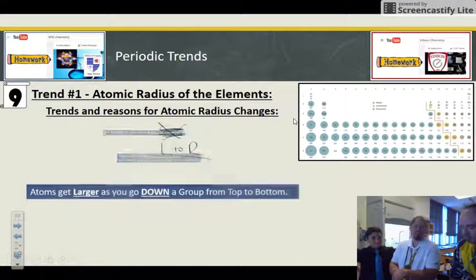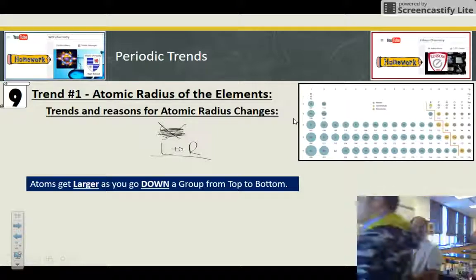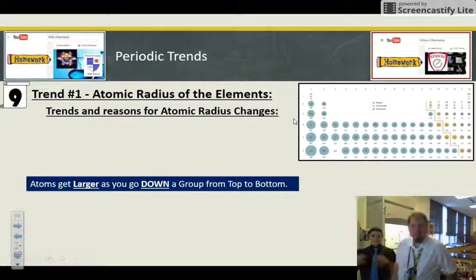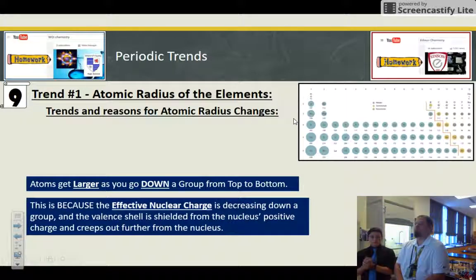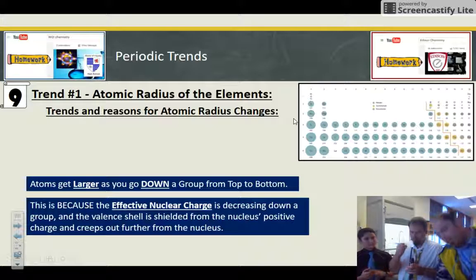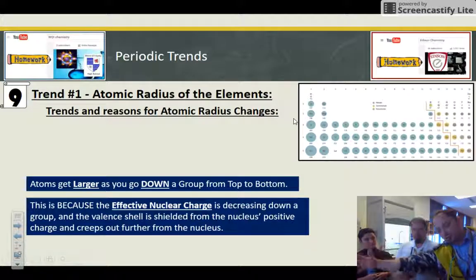Now, as I go down, something different. As I go down, I am adding shells. So what happens? Getting bigger and bigger. And why? So we've got more energy levels. I was going to go for protons first. Also true. As we add more protons, neutrons, and electrons as we go down a group, we're not only adding those electrons to the valence shell, we're actually adding entirely new shells to the atom.